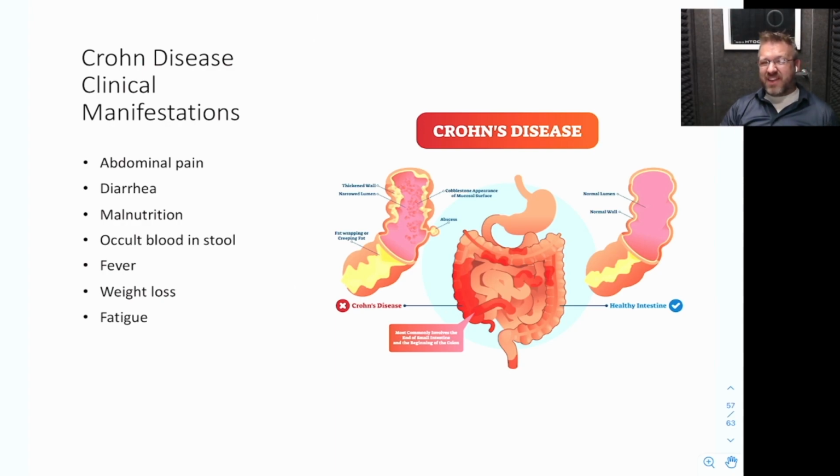Occult blood is blood that's undetectable with the naked eye, but we have diagnostic tests that can detect that. General sort of fever because of the inflammation. Because you're not being able to absorb all of the nutrients you need to, you'll probably see some weight loss. And because you're not getting enough energy, you're probably going to feel tired all the time. A lot of it's pretty general. Abdominal pain, diarrhea, malnutrition stuff.